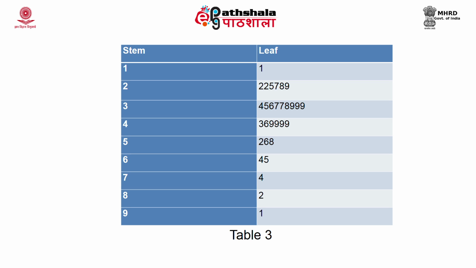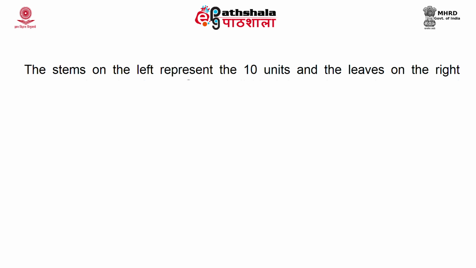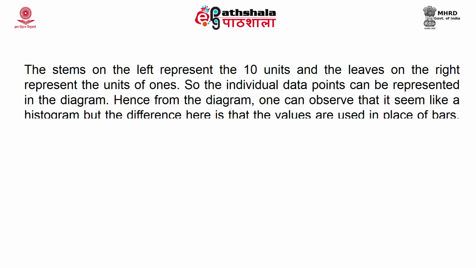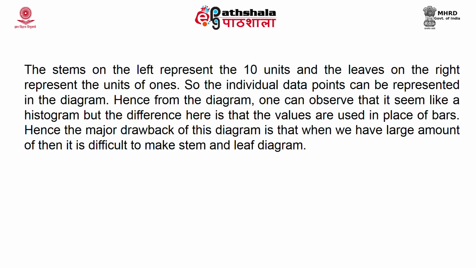Similarly other values can be put here, and if we rotate the table to the left side, you can see the shape is similar to a histogram. The stem on the left represents the tens unit and the leaf on the right represents the unit of ones. So the individual data points can be represented in the graph. Hence, from the graph one can observe that it looks like a histogram, but the difference is that values are used in place of bars. The major drawback of this diagram is that when we have a large amount of data, it is difficult to construct a stem and leaf diagram.